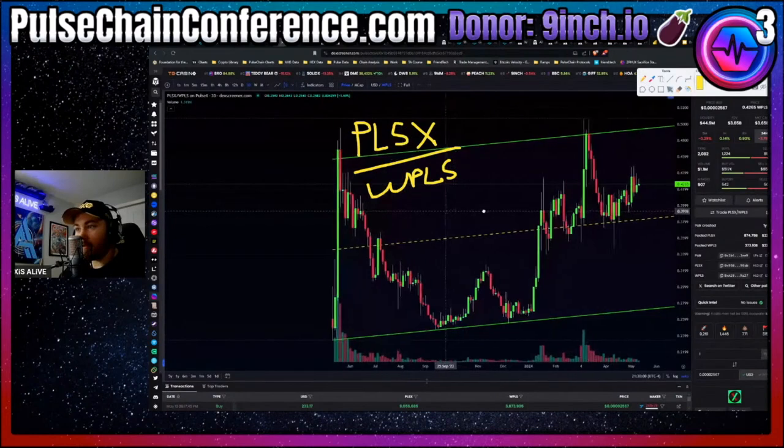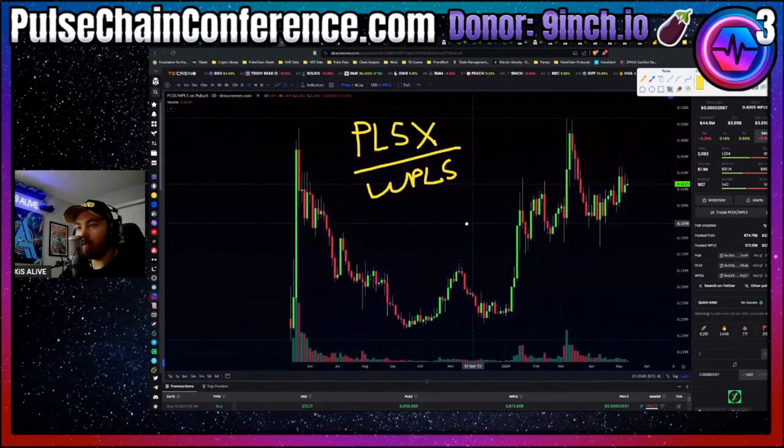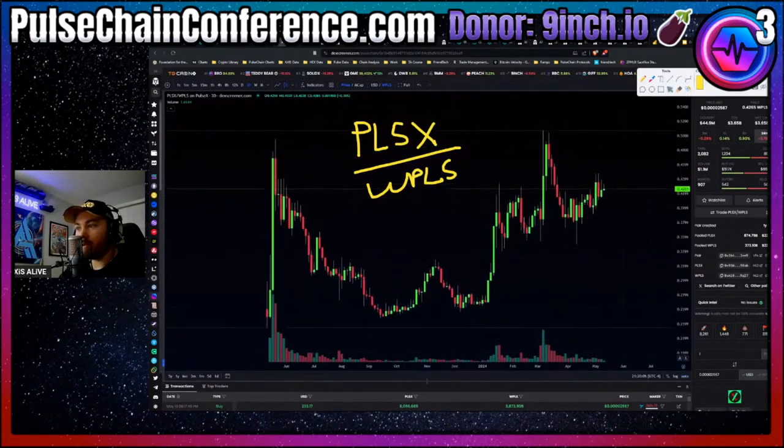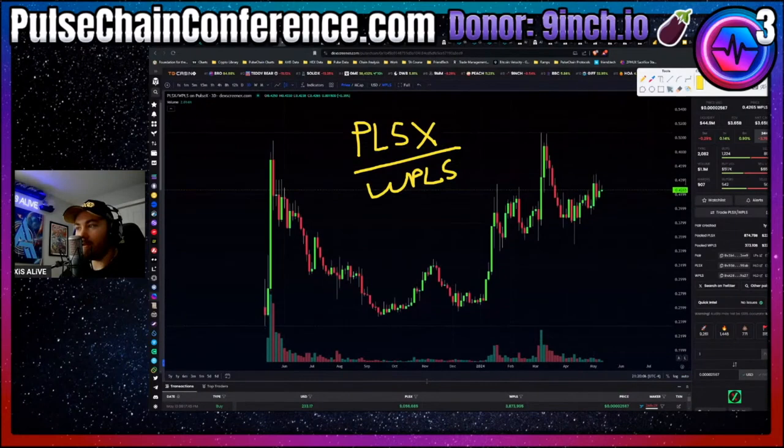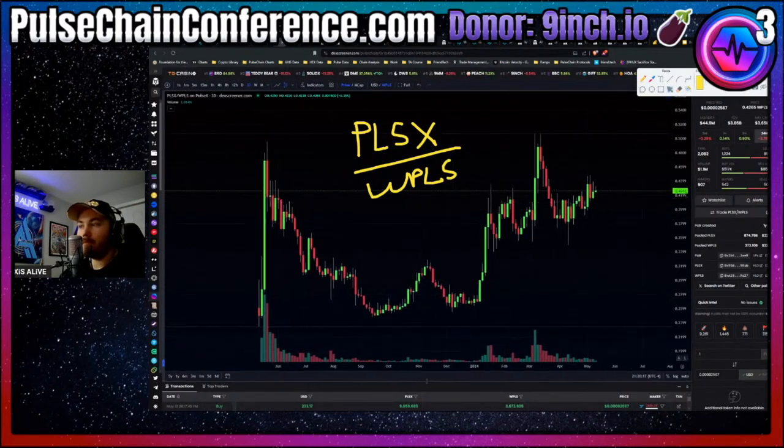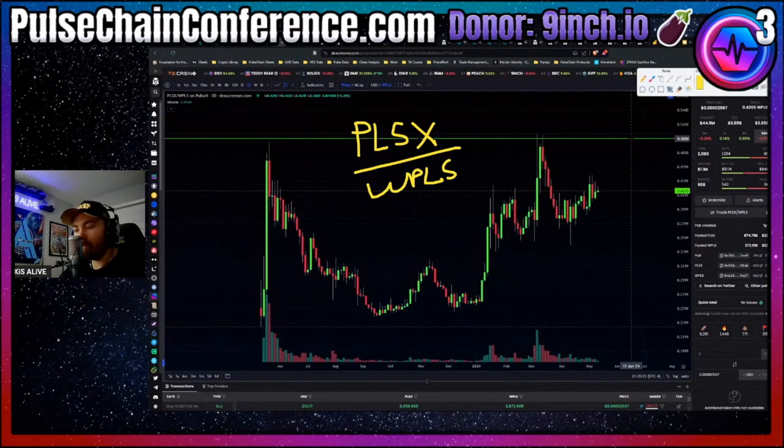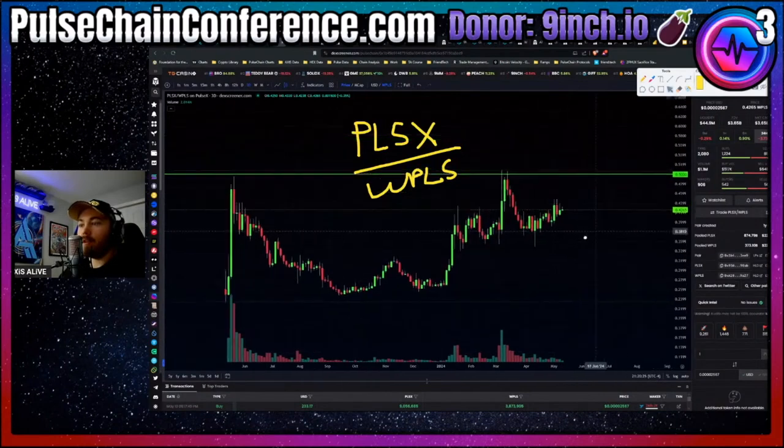This is a lot different looking than what we just looked at. Now you're looking at this, the scale is now in how much PLS is one PLSX worth? And the answer to that question is it's worth 0.42 PLS. So, not quite 2 to 1. A 0.5 here would be 2 to 1, which is where I think this chart's heading.